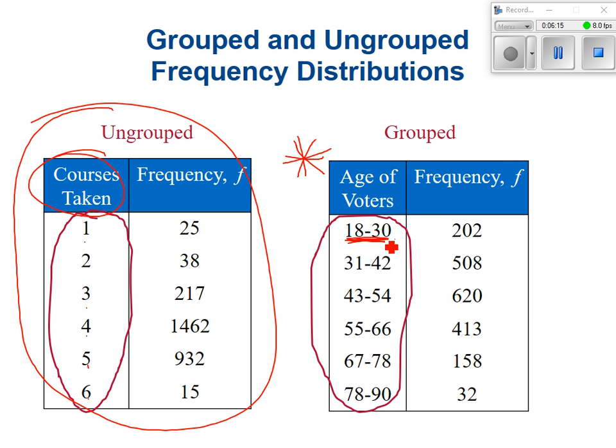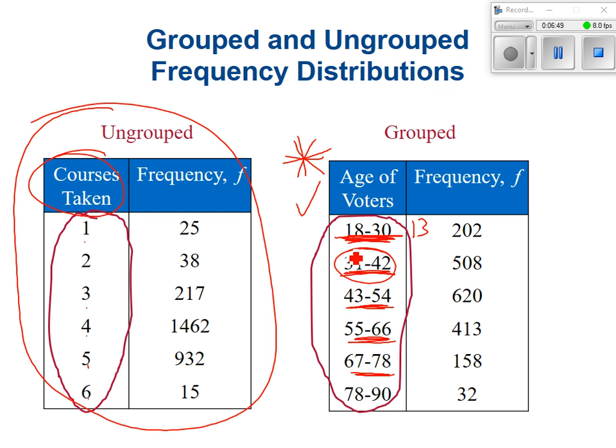Notice 18 to 30, 31 to 42, 43 to 54, 55 to 66, so on and so on. So it's all set up in classes. Now when you do this one, when you do the second one, these classes all have to be the same width. So if you count 18 to 30, and you go 18, 19, 20, 21, 22, 23, 24, 25, 26, 27, 28, 29, 30, and you end up with 13, if we count this one, it should be 13 also.